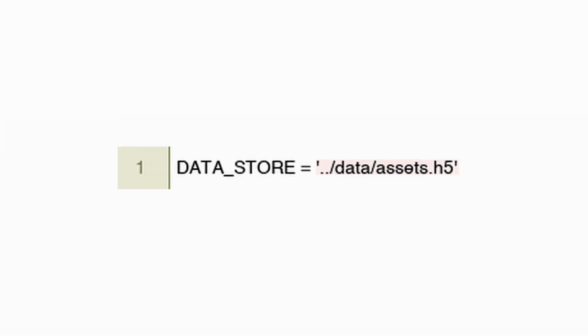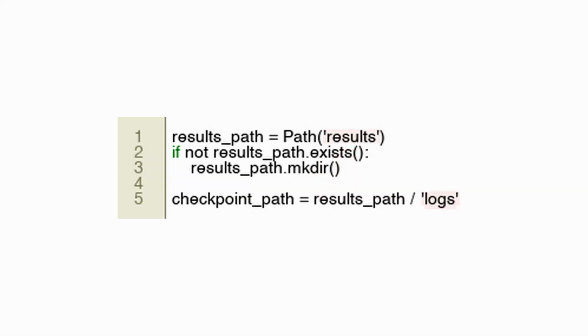This code specifies where to store and find the data for training a neural network to predict stock returns. It uses an H5 file, which means the data is saved in a format good for handling big data sets. Setting the path helps the neural network quickly find and use the data, which is crucial for successful training and creating an accurate model. This code makes a results path using the Path class. It checks if results path is there, and if not, it makes the folder. Inside, it makes a checkpoint path to save training logs for the DeepNN model.